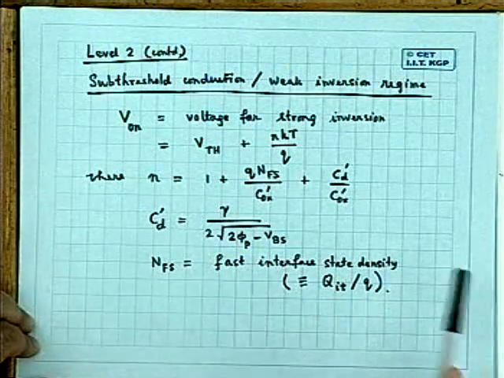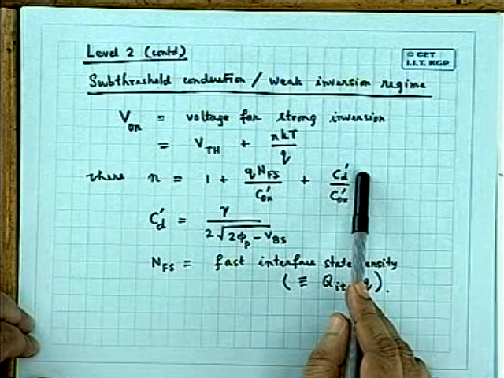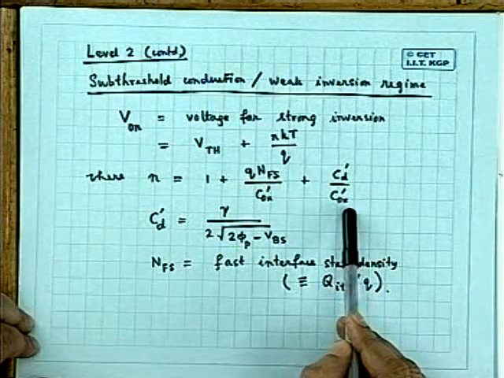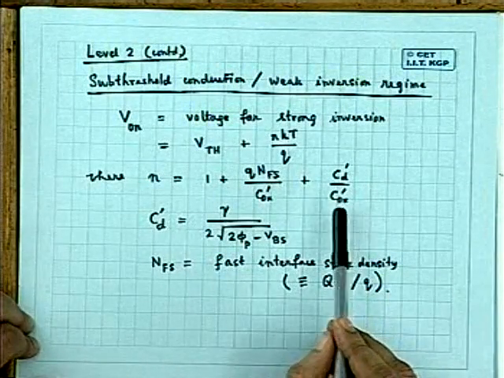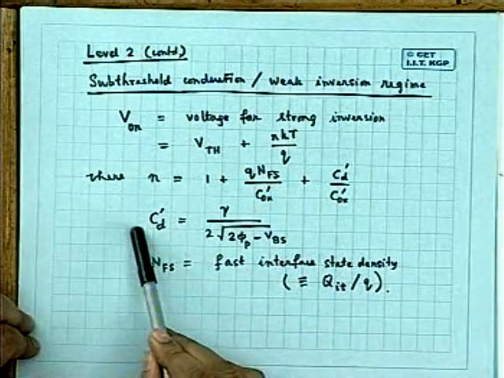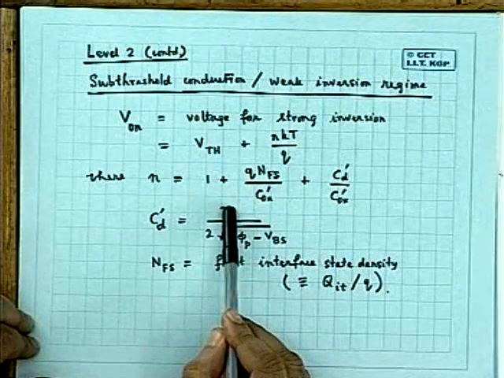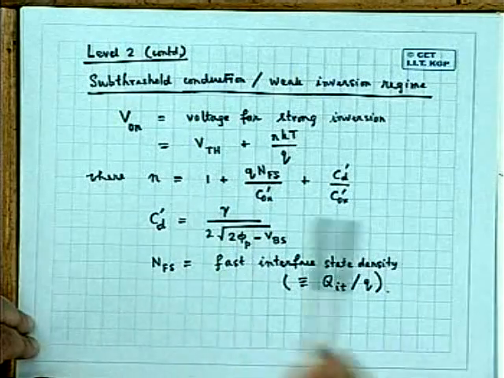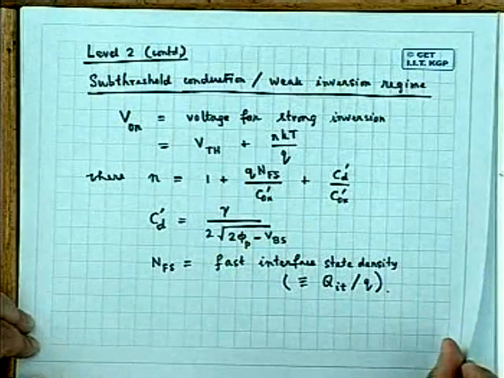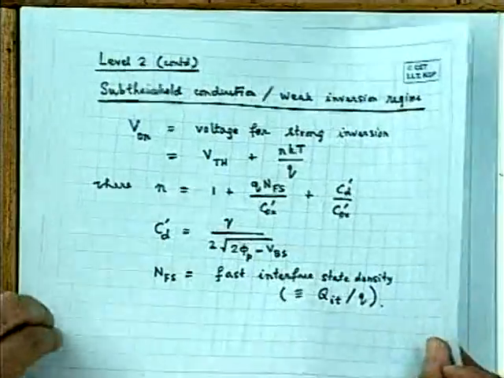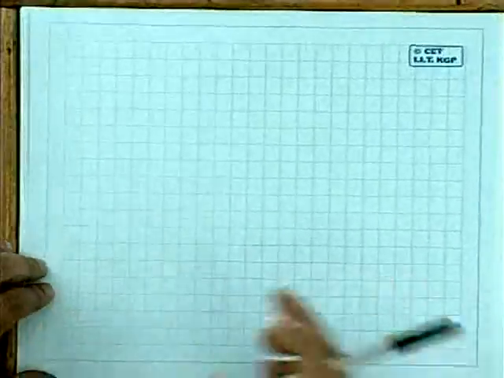And what is CD dash? CD dash is the depletion layer capacitance. CD dash by COX dash is nothing but the ratio of the depletion layer capacitance to the oxide capacitance. And that depletion layer capacitance is given by this simple formula, which you remember. Gamma is nothing but the square root of twice epsilon s by q NA. So this is the value for VON. This VON is defined because we now write the current in weak inversion.